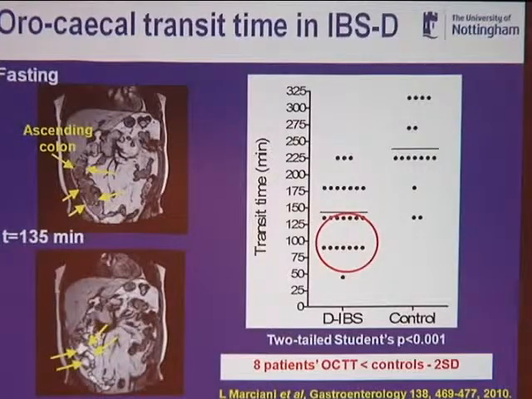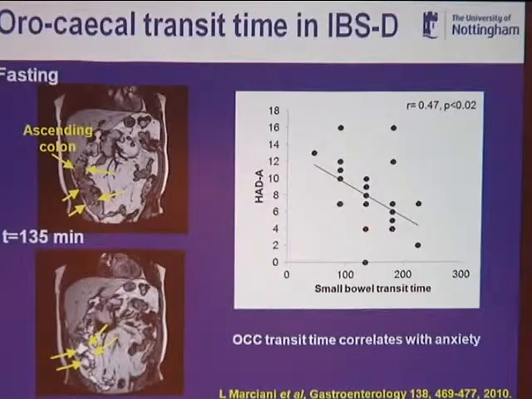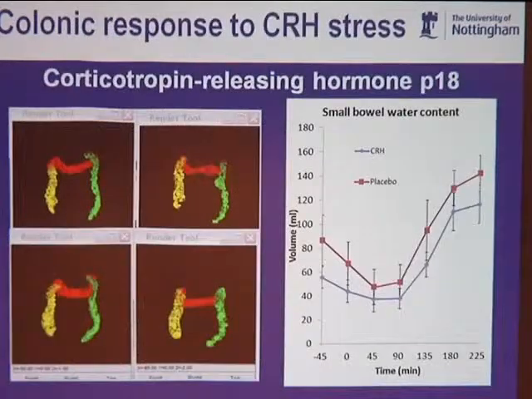Similarly, if you look at the orocecal transit times, this is transit through the small bowel really, you get a reduced transit time in diarrhea IBS patients compared to controls. And finally, related to that, if you look at the relationship between that orocecal transit time, the small bowel transit time, and a marker of anxiety in the IBS patients, there seems to be a trend for the more anxious patients to have a shorter transit time. So this suggests a relationship between mood and IBS symptoms.